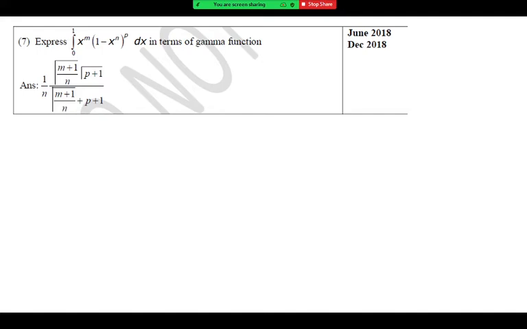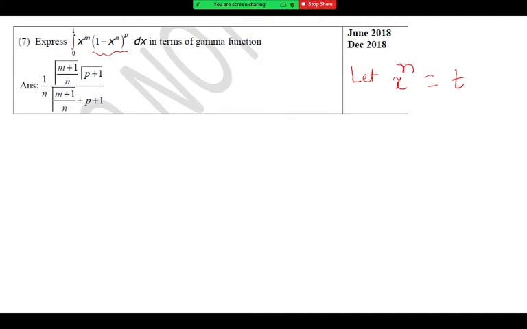So can you tell me the first step? What should be the substitution? What should be the substitution? Sir, x to the power n is equal to t. Correct. x raised to n is equal to t should be the substitution, which converts this bracket into the form of 1 minus t raised to p.